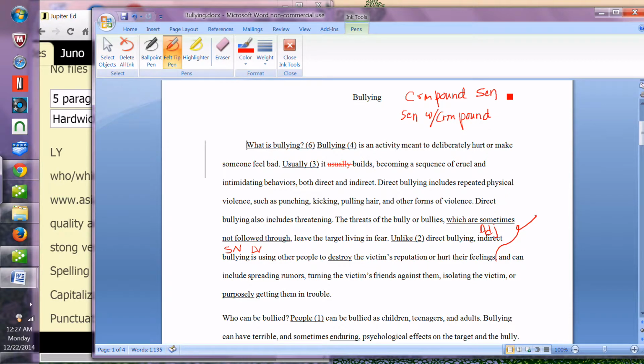When you have a compound sentence, you do need a comma. If you just have a sentence with compound parts, you do not need a comma. And right here, you just have compound verbs. You can fix it two ways. You could delete the comma, or you can put a subject noun over here. Either way is fine. Unlike direct bullying, indirect bullying is using other people to destroy the victim's reputation or hurt their feelings, and can include spreading rumors, turning the victim's friends against them, isolating the victim, or purposely getting them into trouble.